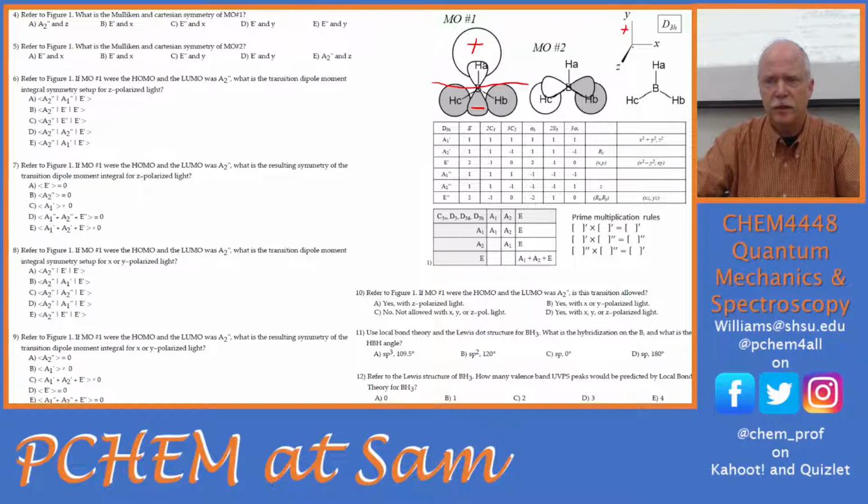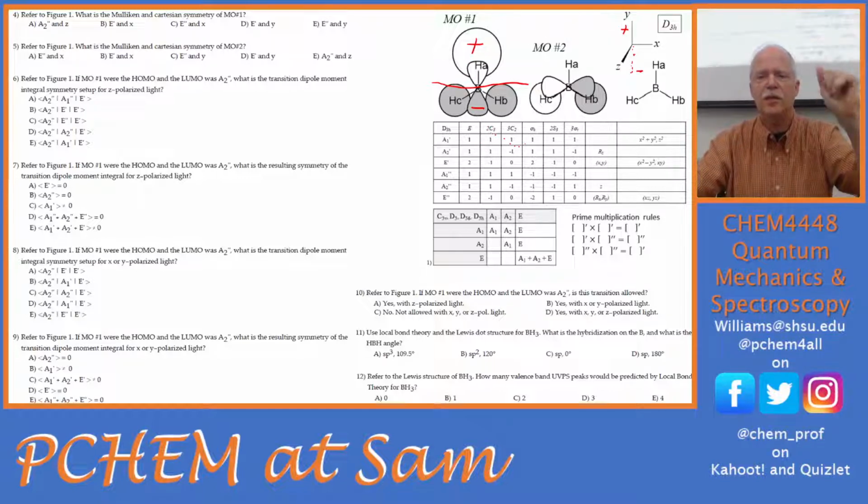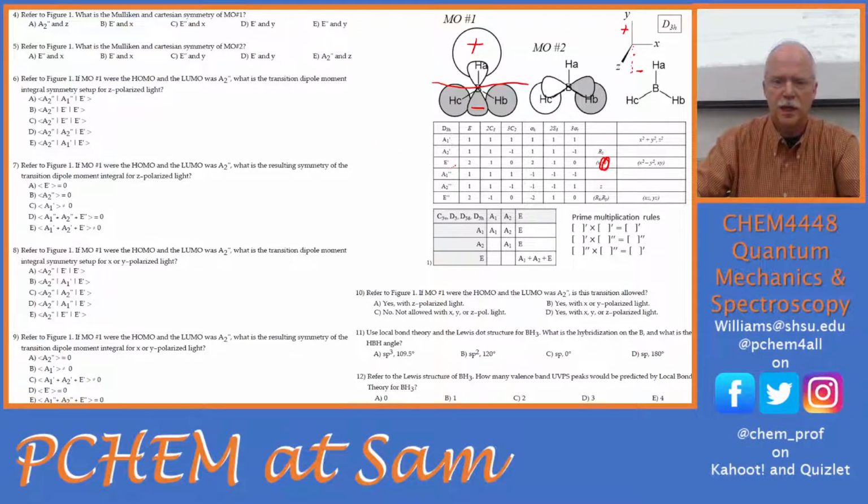We have a positive end to the y-axis, and if we extend it down, that's a negative end. So it has the same symmetry as the y-axis. Anything that I do with a C3 or a C2 or whatever, it's going to behave like that y-axis. So we come to the character table and we find that y-axis, and it's going to be E prime.